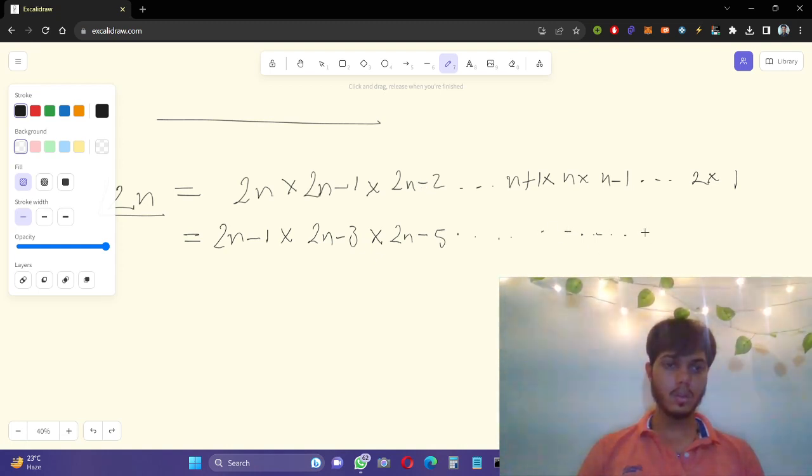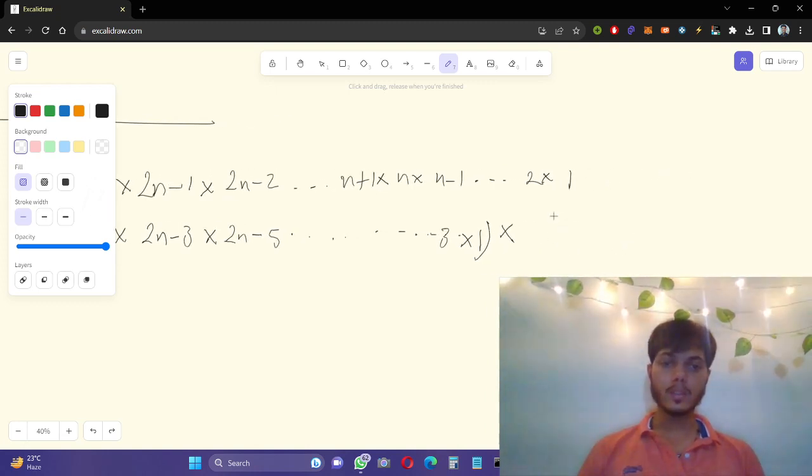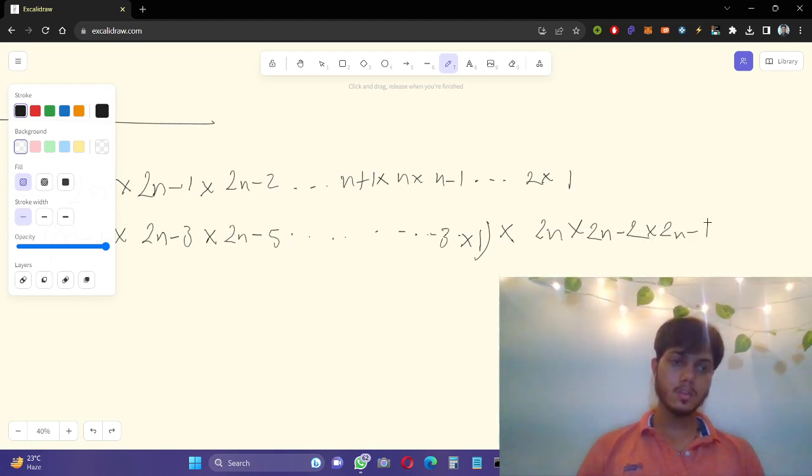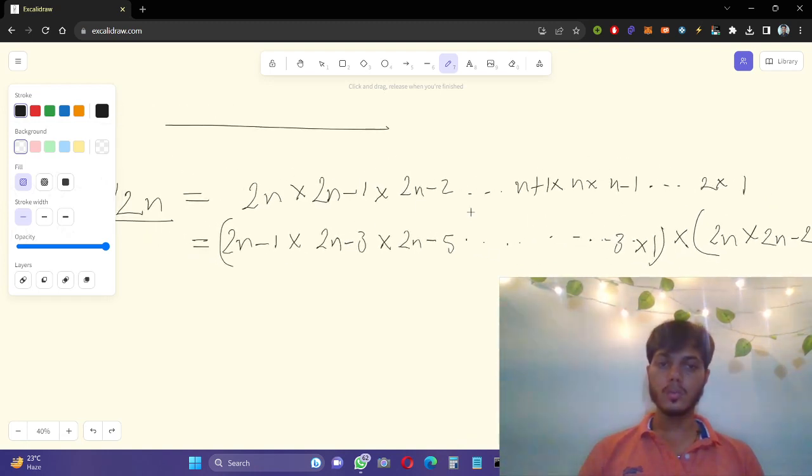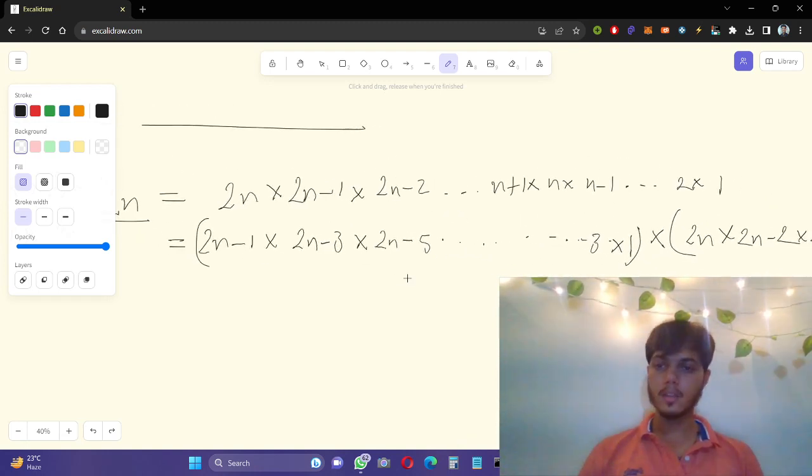It's going to go all the way till 1, like 3 into 1 and so on. I'm going to just group it, all the odd ones, and all the evens should also be grouped: 2n minus 2 into 2n minus 4, all the way till 4 into 2. So I'm just grouping these two items together. So the above series can also be written like this. I'm just dividing all the evens and the odds together.